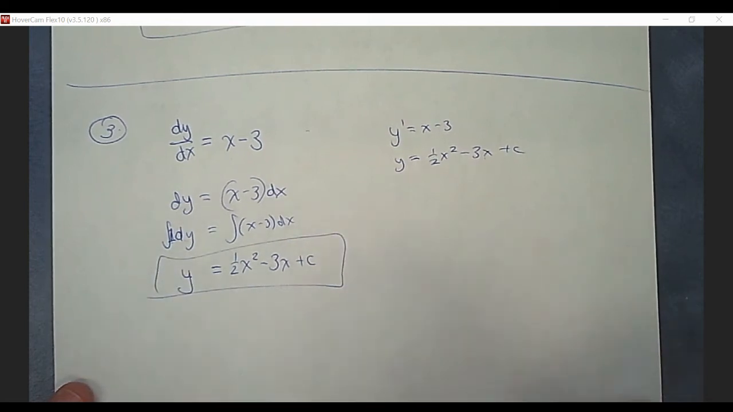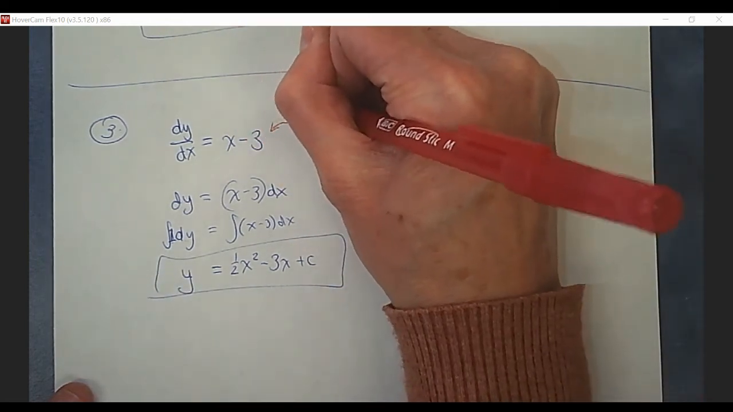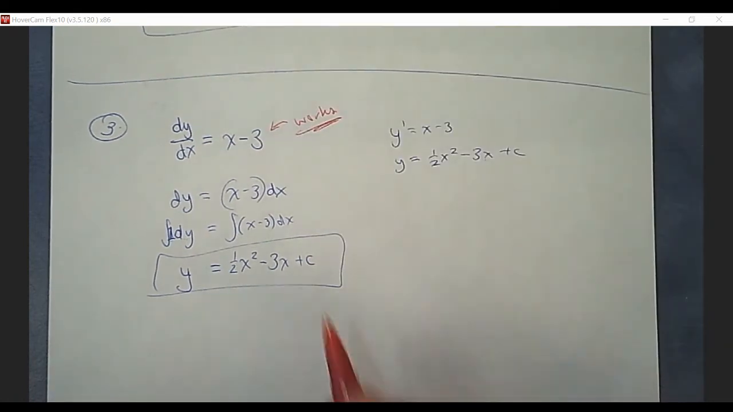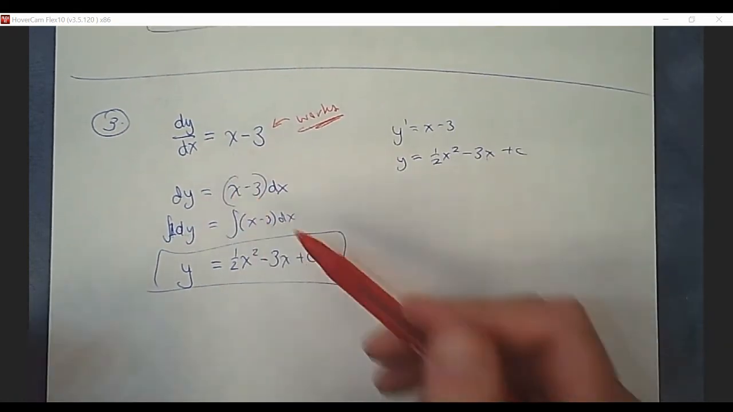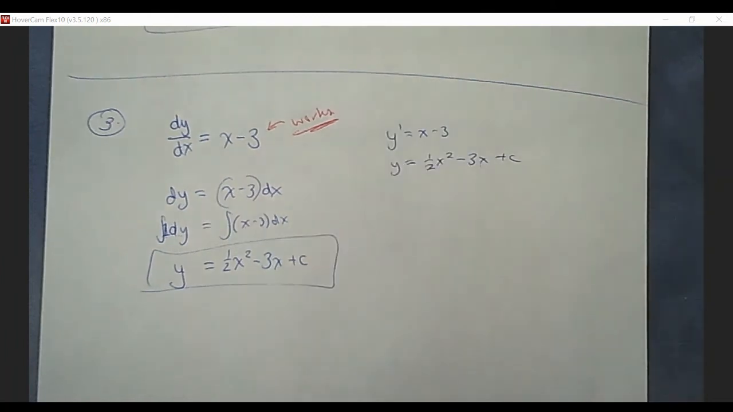So the purpose of number 3 is to show you that it actually still works. You can still do separation of variables, even if your derivative is only in terms of x. It's just more work than necessary. It's probably easier just to find the antiderivative.